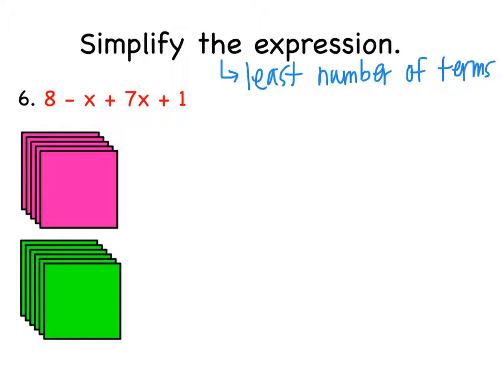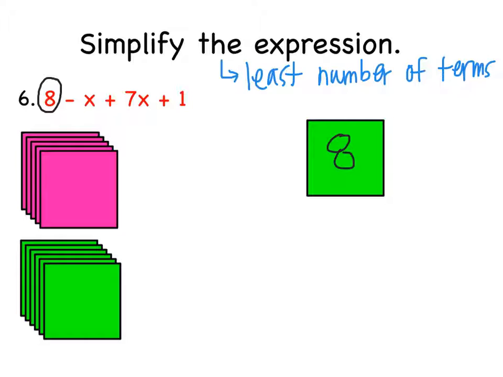I'm going to grab a green sticky to put that 8 term on. And remember, if you're doing this by hand, you could also just circle that 8. So there's my 8. And then I'm going to write 8 on my green sticky.